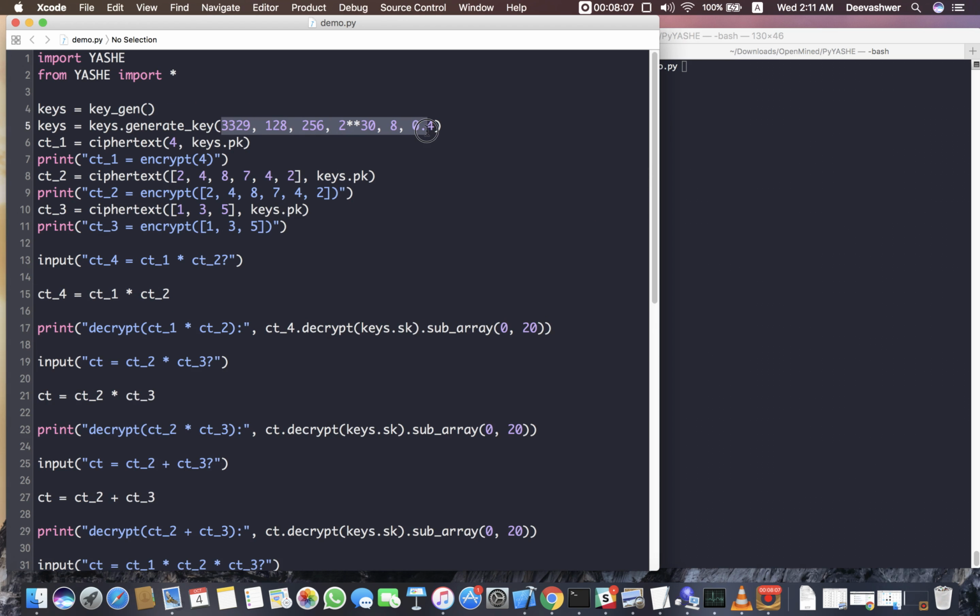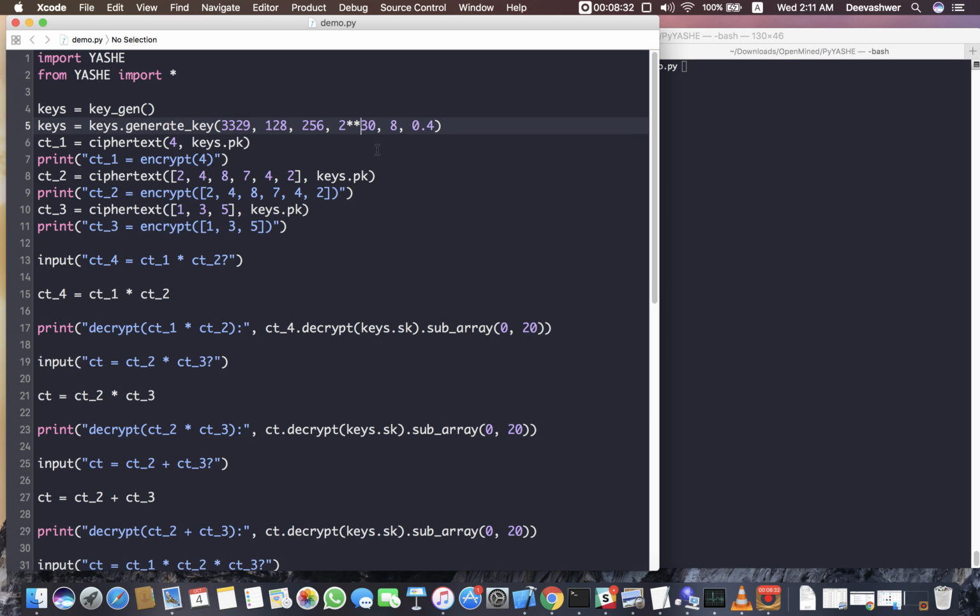So these are the parameters for the PyYASHE. 3329 is similar to 2048 in PyBV, the maximum number of integers that we can encrypt in a single ciphertext, and also the maximum degree of the polynomials that we'll be dealing with. 128 is the bit size of the modulus. 256 is our plain text space.